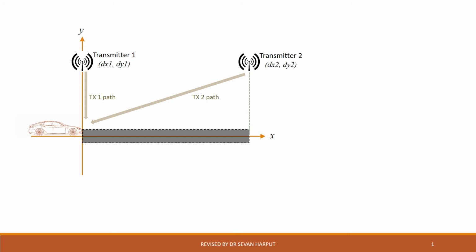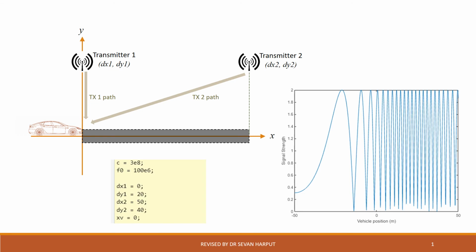In this video, we are going to look at an example about wave interference. This one is a case where a car travels between two radio transmitters, and we're going to see how the transmitted waves from each transmitter interfere, and then what signal is observed by the car. Then we're going to write a MATLAB code and plot the signal strength received by the car as a function of the car's position.